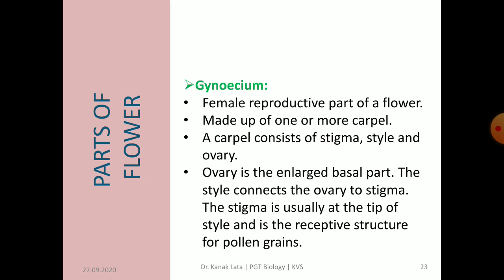Last part of flower is gynoecium, which is the female reproductive part, and it is made up of one or many carpels. Each carpel consists of stigma, style and ovary. Ovary is the basal swollen part and the style connects the ovary to stigma. Stigma is present at the tip of the style and it is receptive. Why is it receptive? Because it has to receive the pollen grains.